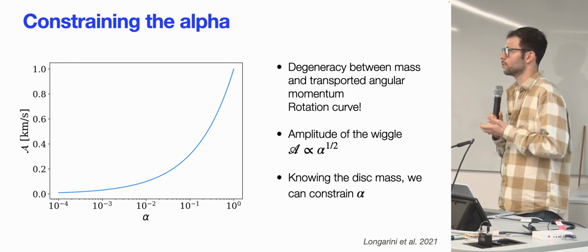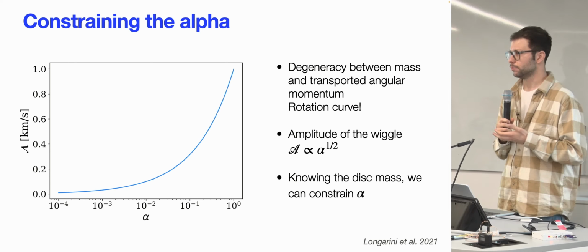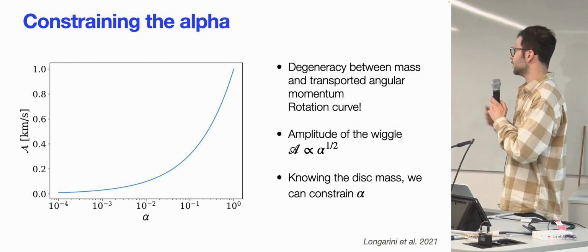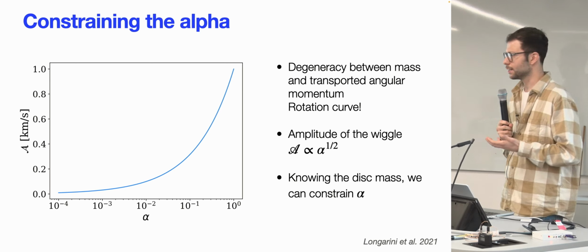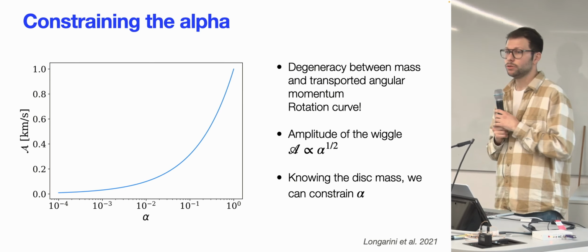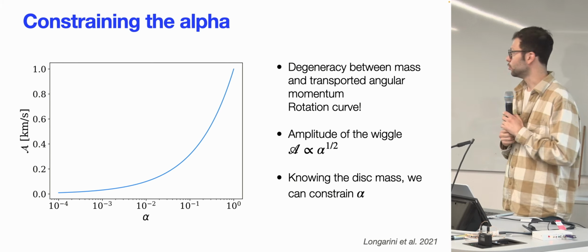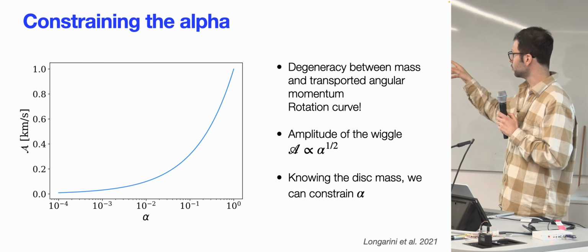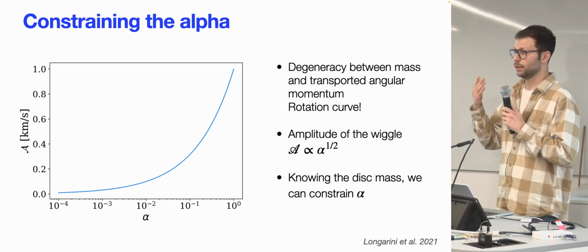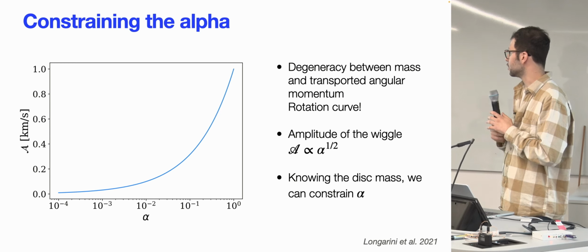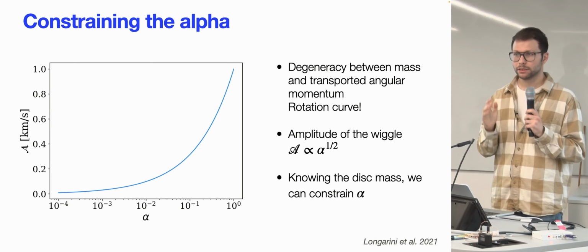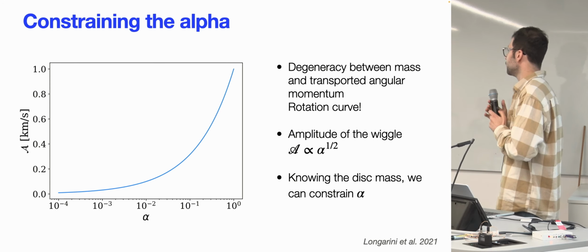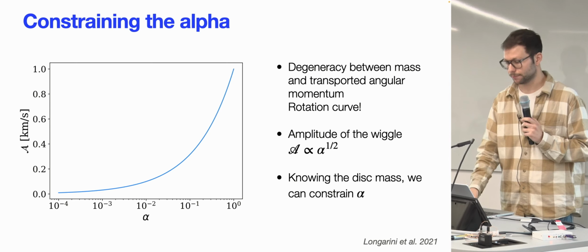And so in order to constrain alpha, so to constrain the angular momentum transport in those disks, we need to break this degeneracy. And actually, since these disks are gravitationally unstable, they are really massive, and it is possible to use the rotation curve method I showed you before to break this degeneracy. When we fix the disk mass, the amplitude of the wiggle, so the amplitude of this perturbation in velocity space, scales as the square root of alpha. And so if we know the disk mass and if we measure the amplitude of the perturbation, we can in principle constrain the alpha viscosity.